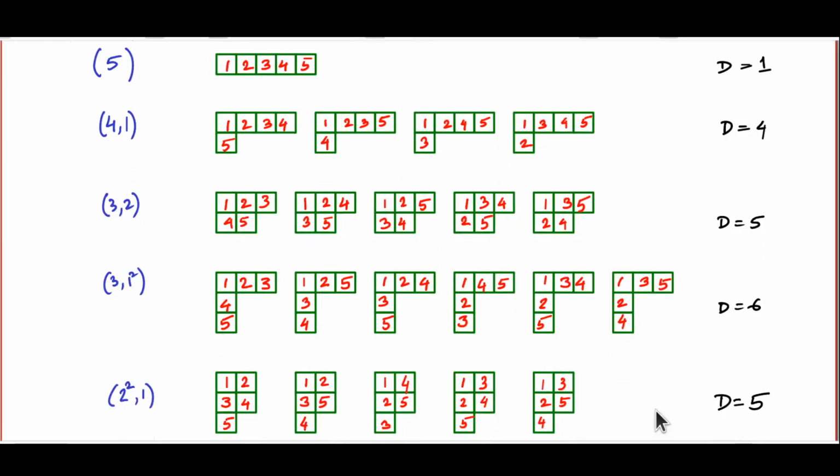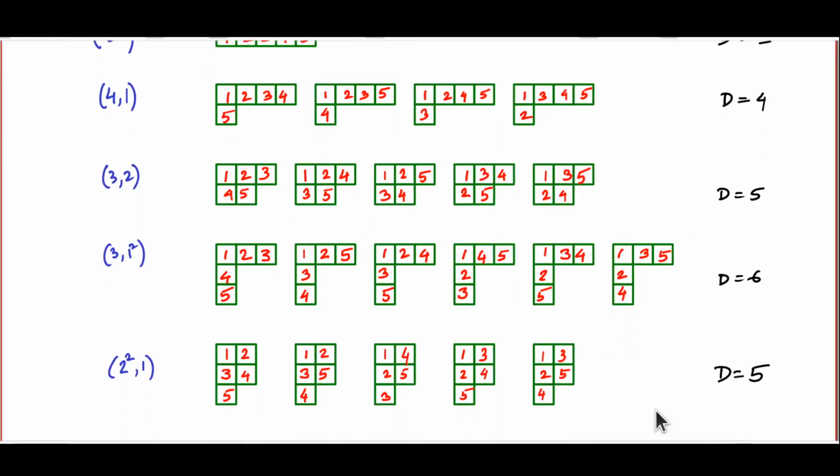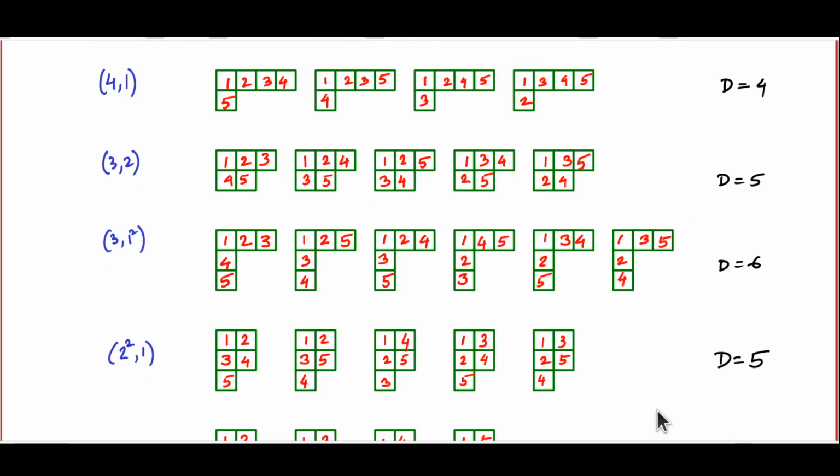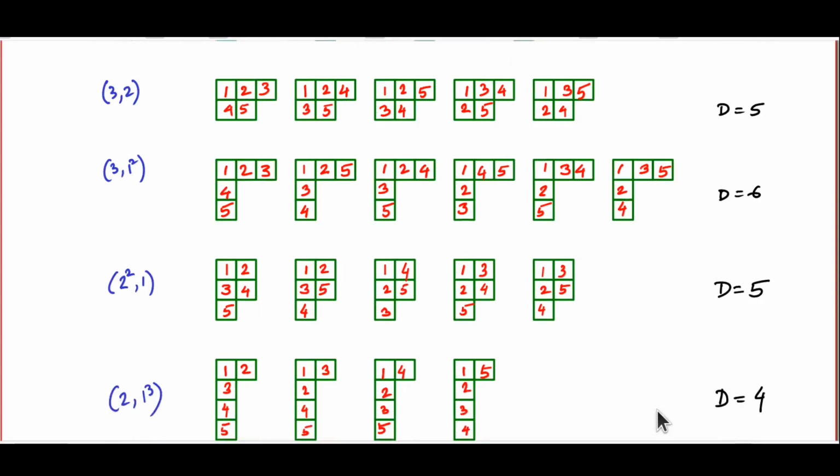The next possibility is 2 square, 1, which again turns out to have 5 distinct ways of filling it up. That has been drawn on your screen right now. 2, 1 cube, which has 2 boxes in the first row and 1 box each in the second, third and fourth rows, has 4 ways of being filled up.